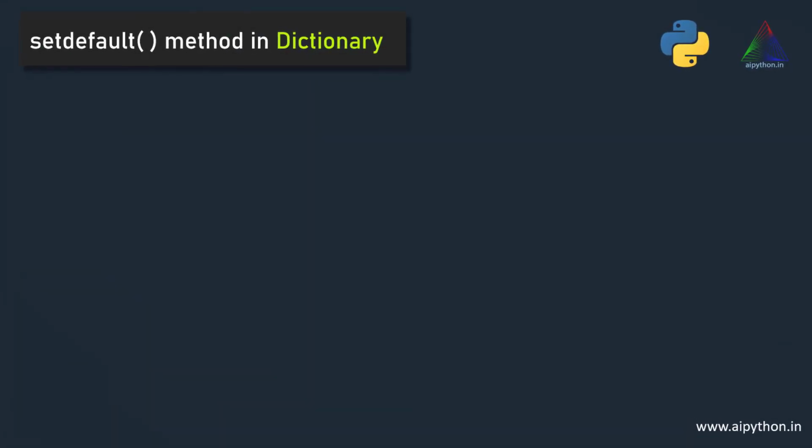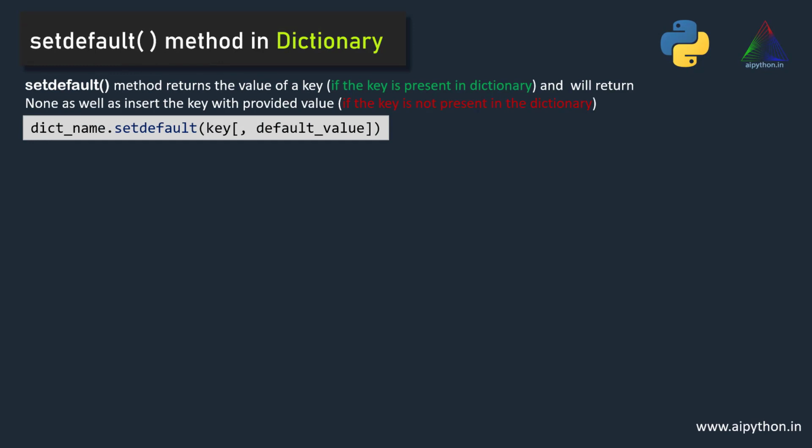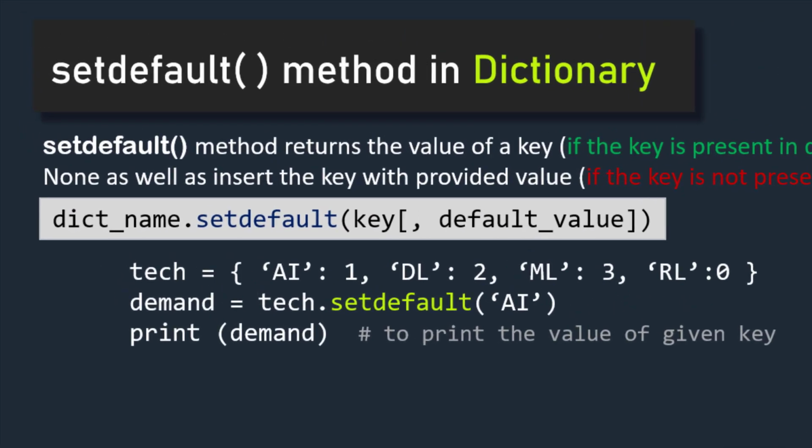Okay, moving ahead, setdefault. The setdefault method works in two ways. In very simple terms, try to understand. The first case is if the key is present in the dictionary, and the second case is if the key is not present in the dictionary. Let's say we want to set a default value for the key, and the key is found in the dictionary. Let's say we have a dictionary called tech, and in the dictionary it's like AI with the value 1, DL with value 2, ML with value 3, RL with value 0. So these are the key and value pairs.